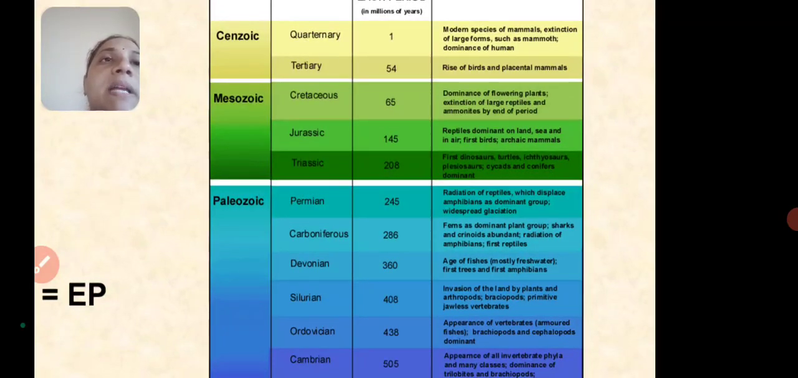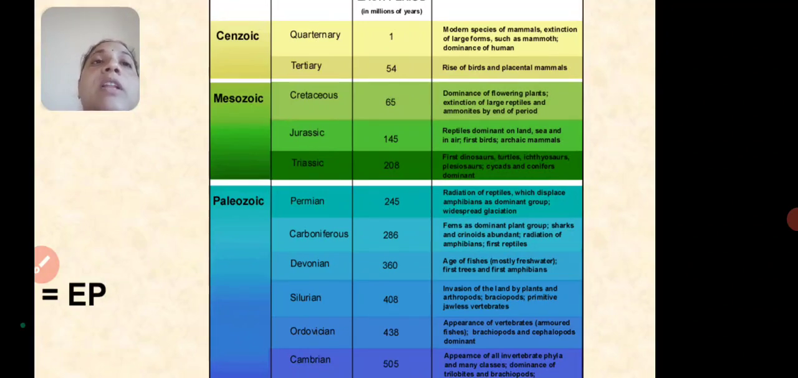The Cretaceous period is 65 million years ago, the Jurassic is 145 million years ago, and the Triassic is 208 million years ago. What is observed in the Cretaceous period? The dominance of flowering plants and extinction of large reptiles and ammonites by the end of the period. This will be observed in the Cretaceous period.